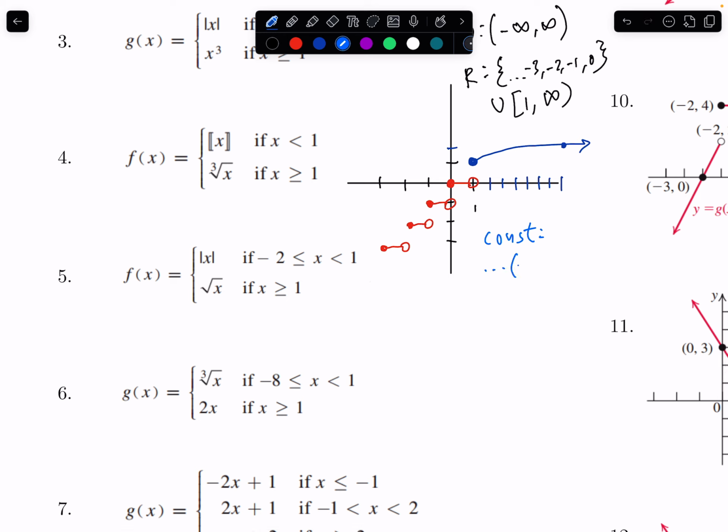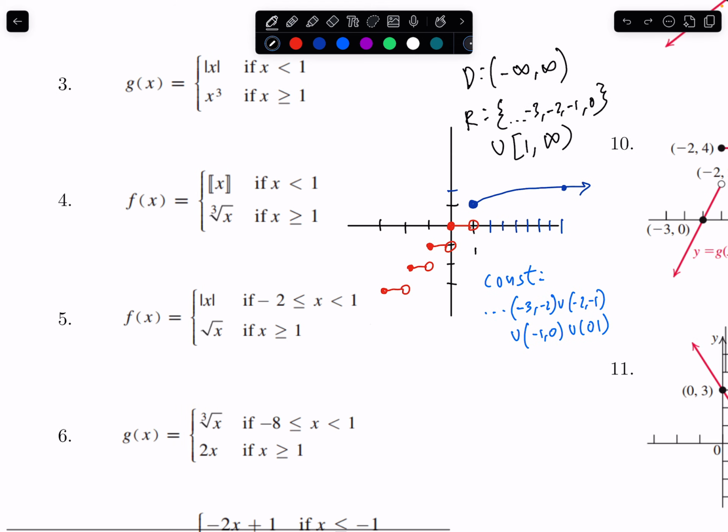Let's write it like this. Dot, dot, dot, -3 to -2. Union -2 to -1. Union -1 to 0. Union with 0 to 1. Okay, that takes care of the step function portion. And then now it's increasing. Where is it increasing?